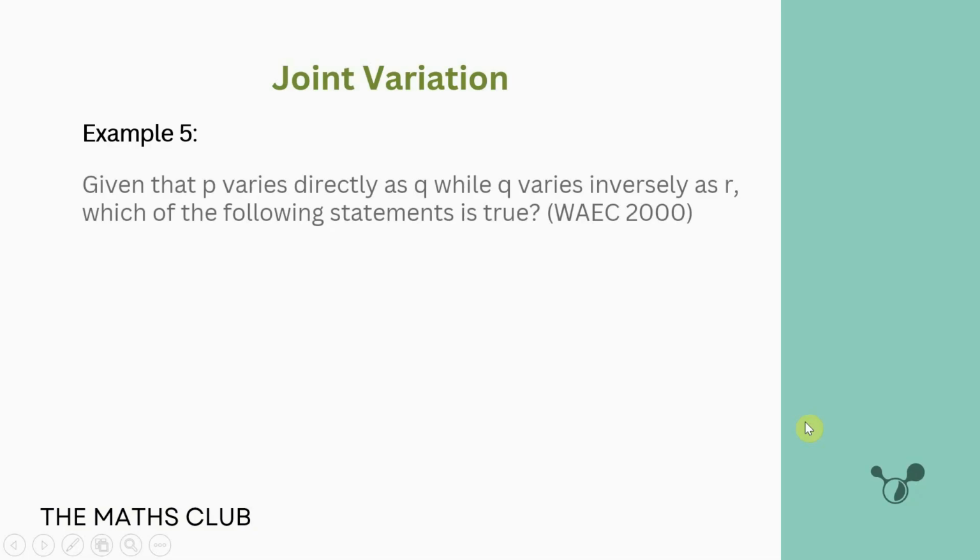We know that already. So the next question says that given that P varies directly as Q, while Q varies inversely as R, which of the following statements is true?